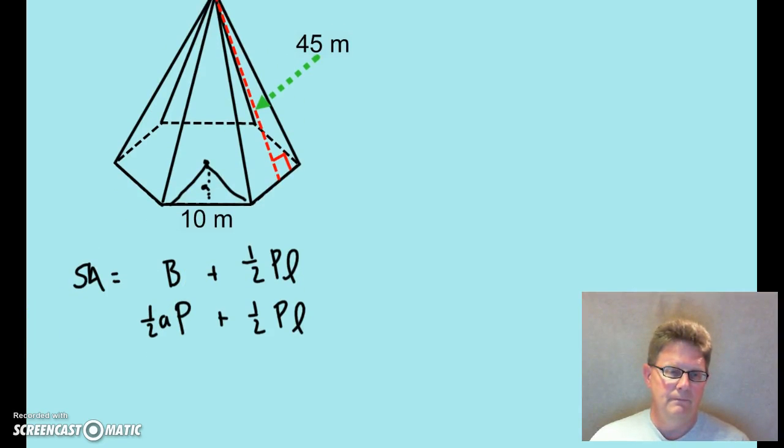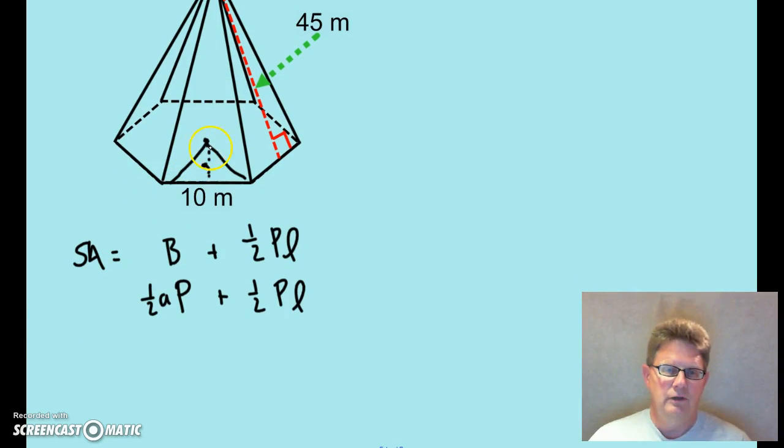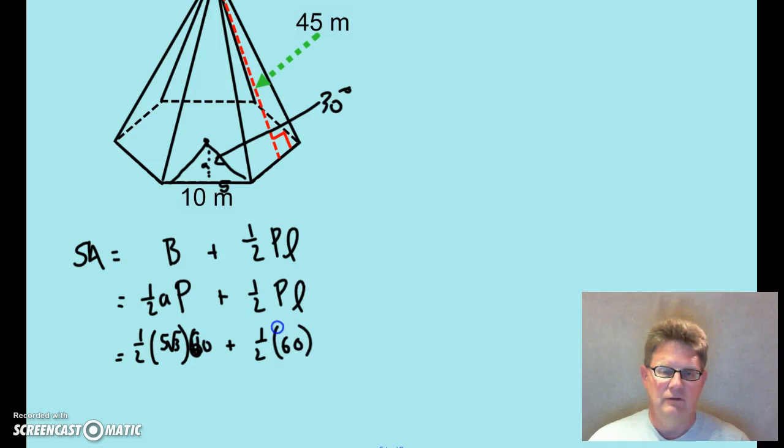So the central angle is 60, half of that angle is 30 degrees, and half the length of one side is 5. So to go from the shorter leg to the longer leg, 5√3. So the apothem is 5√3. The perimeter is 10 times 6, 60, not 10. 1/2 times 60, and the slant height is 45.